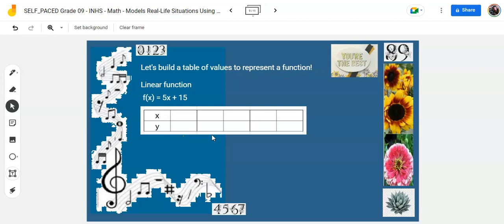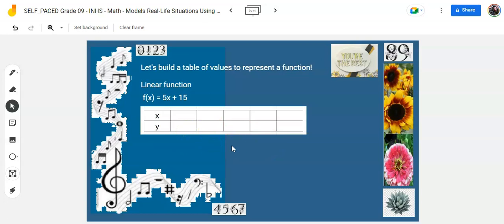At the end of this video lesson, you should be able to build and represent a function with a table of values and determine whether or not a particular table of values is a table of values for a quadratic function or a linear function.